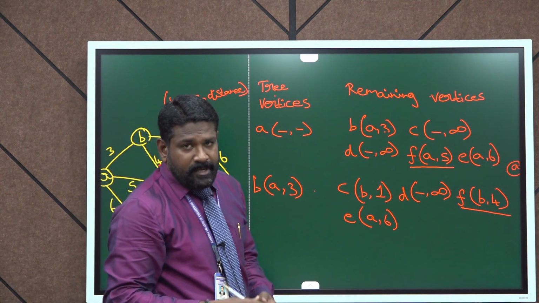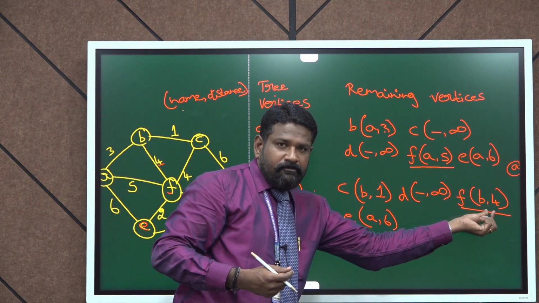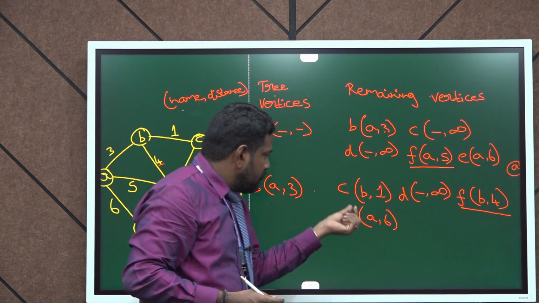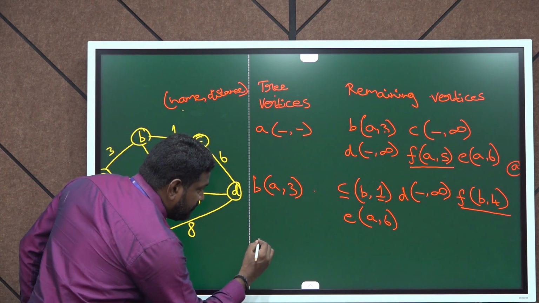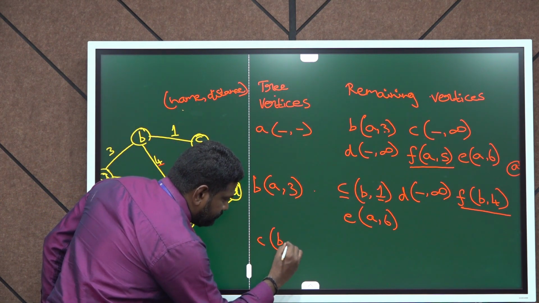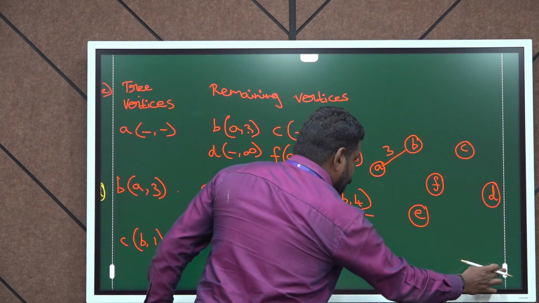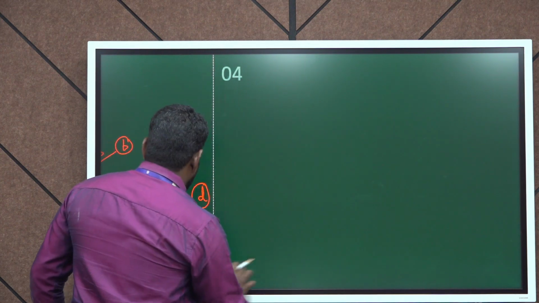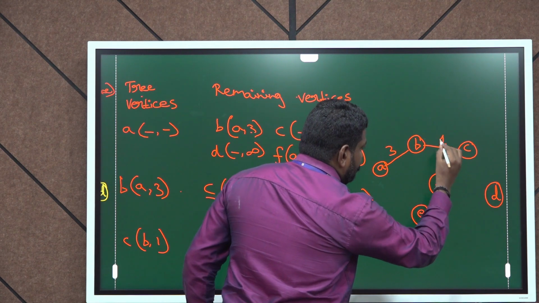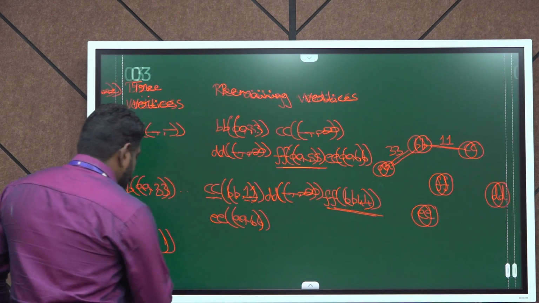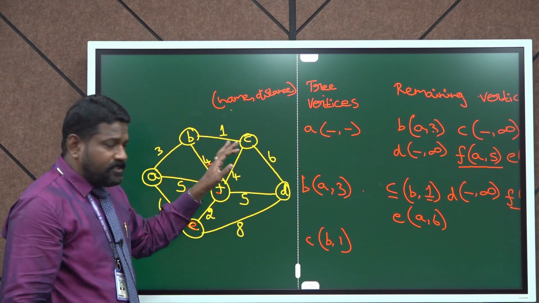So I have to take my next tree vertex. We have to select which vertex has the minimum value. Here we can see C has a minimum value of 1. So my next tree vertex is going to be C of B comma 1. So we have to connect the vertex B to C where the distance value is 1. Okay. Now we are going to repeat the process from C.